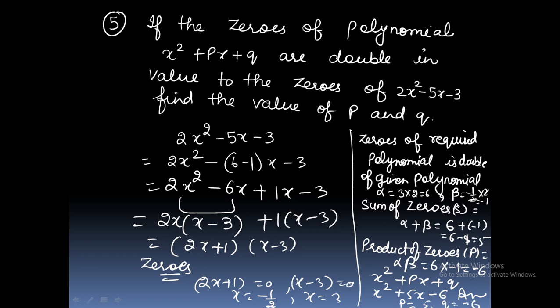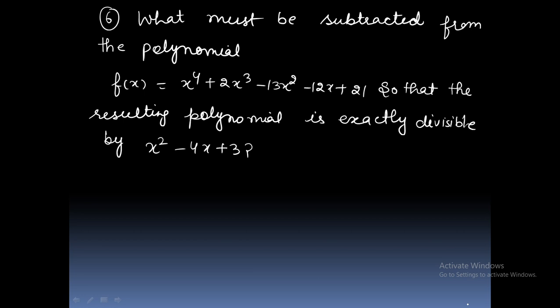Now next question is: what must be subtracted from the polynomial f(x) = x raised to power 4 plus 2x raised to power 3 minus 13x raised to power 2 minus 12x plus 21, so that the resulting polynomial is exactly divisible by this number? For finding the subtracted value, we will do this like x raised to power 4 plus 2x raised to power 3 minus 13x raised to power 2 minus 12x plus 21.